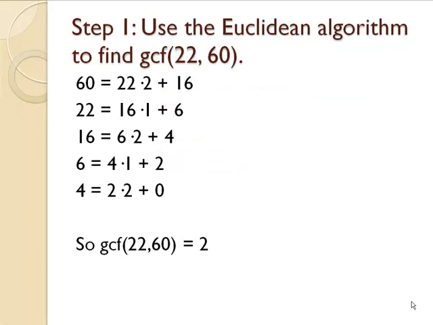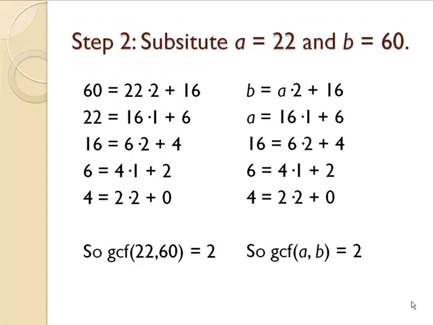The first step is to use the Euclidean algorithm to find the greatest common factor of 22 and 60. We get 2 through this process. The next step is to pick a number to be a and a number to be b. I used a for 22 and b for 60, and just make those substitutions briefly, and that's what you see in the right-hand column here.